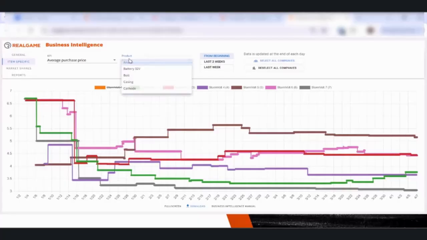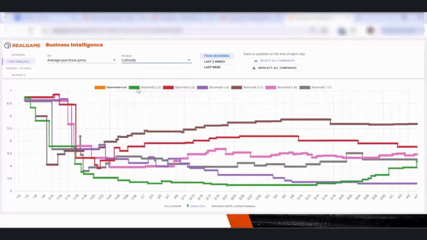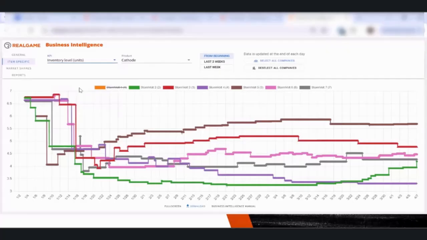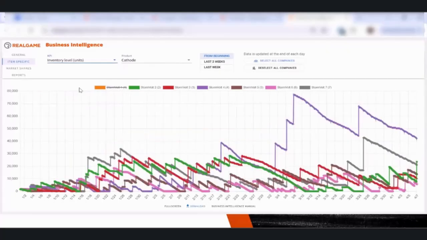Or another one, for example, the cathodes needed in the production process as well. And we can also have a look at the item-specific inventory levels, which reveal to us whether they have done the purchases in time. And we can already see that, well, this is the cathode inventory. We can see that, for example, company number 6 has run out of cathodes very often. So clearly, their purchasing planning has not been working here.